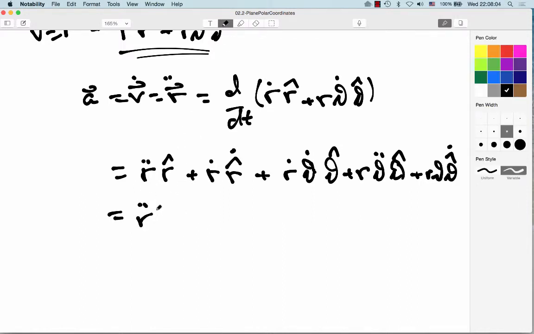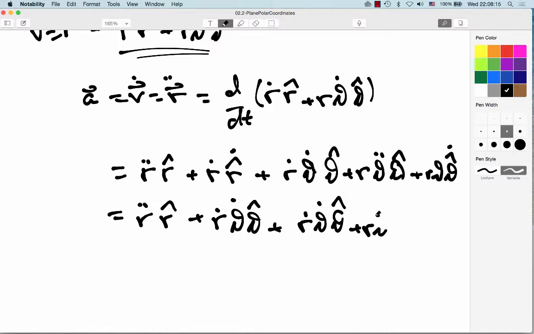This will be r double dot r hat plus, again, I have myself r dot theta hat plus r dot theta hat plus r theta double dot theta hat plus r theta minus theta dot r hat. Okay.